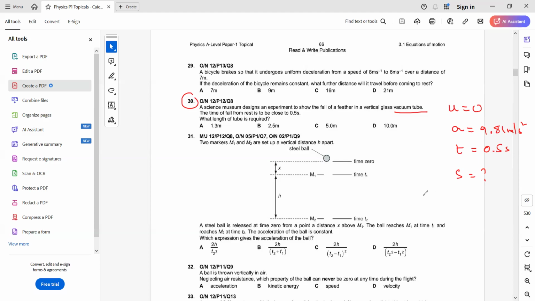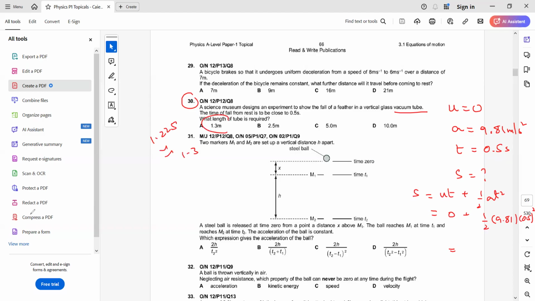Okay, let's see. Based on the given data, we can use s = ut + half at squared. That's going to be the best part here. This becomes 0. This becomes half times 9.81 times 0.5 squared. So that's basically 9.81 divided by 2, that's 4.9. Then 4.9 times 0.5 squared is going to be 1.225. So do we have something like that? 1.225 can be rounded up to 1.3.